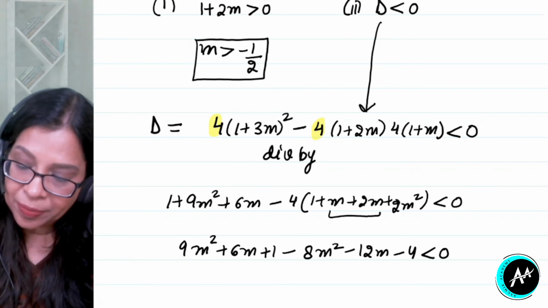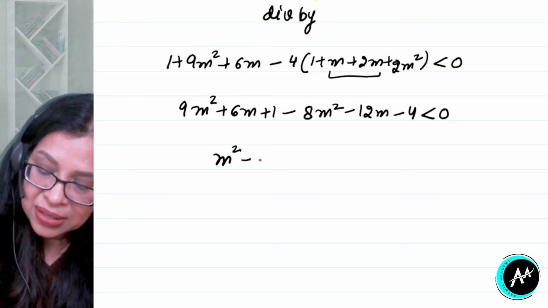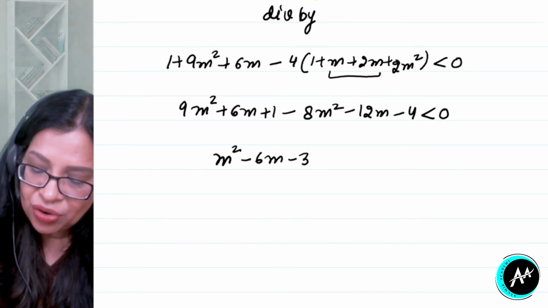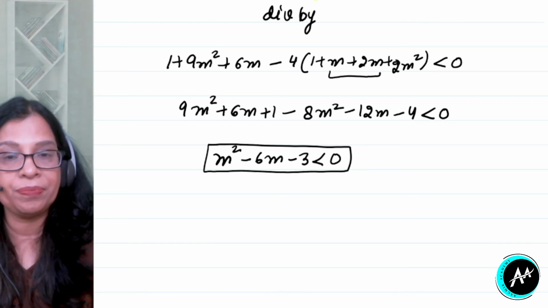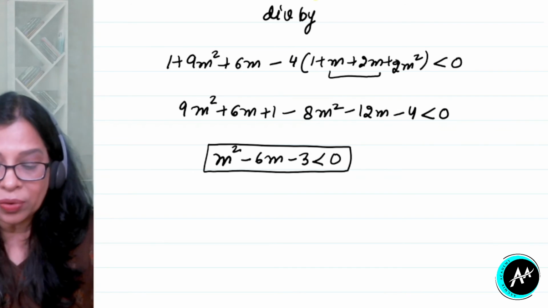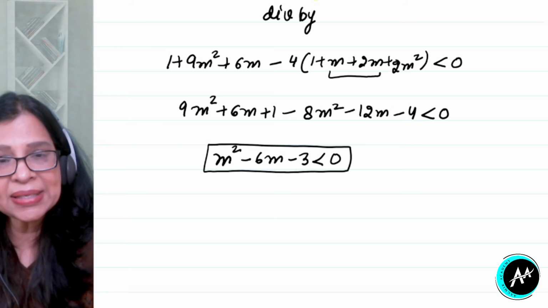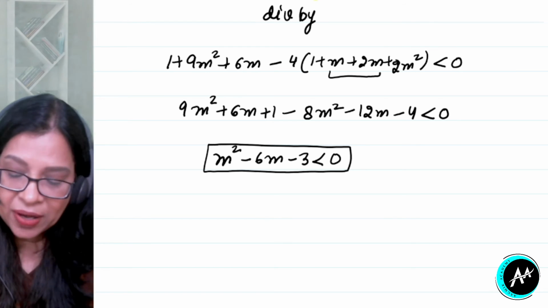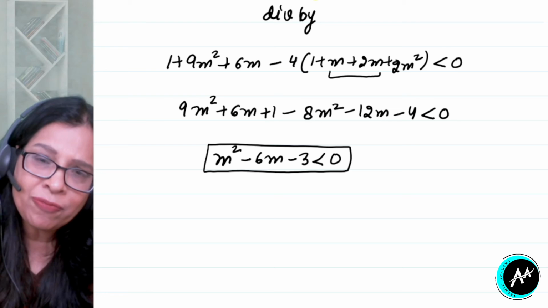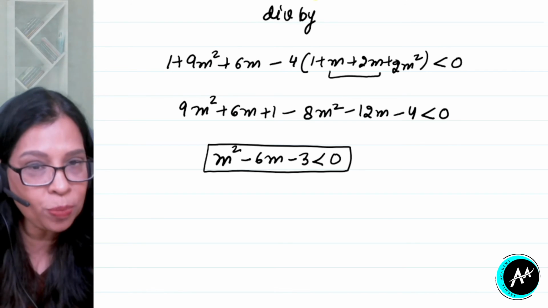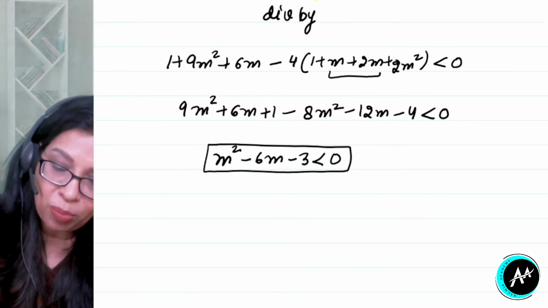Let's see what do we get. Let us simplify it now. I have m square minus 6m minus 3 is less than 0. So this is the second condition. Now we have to solve it. Now remember this is quadratic inequality. We first have to find the roots. Now in this case you know that we find the roots either by splitting the middle term or by using quadratic formula. Here we have coefficients in such a manner that we won't be able to split the middle term. So let us find the roots by quadratic formula.